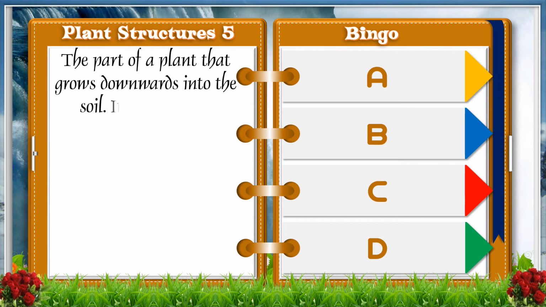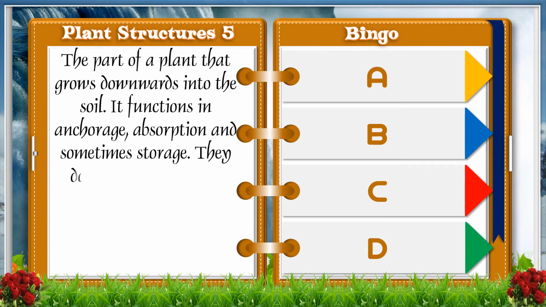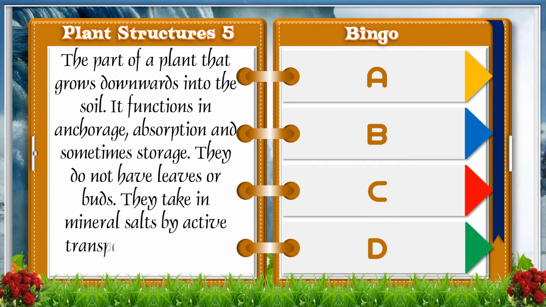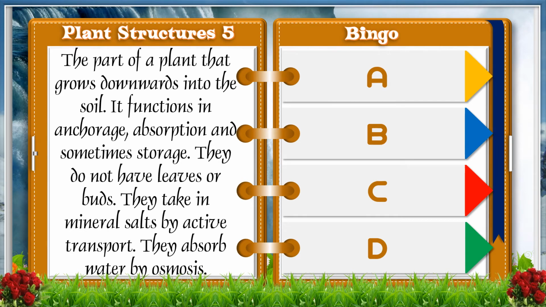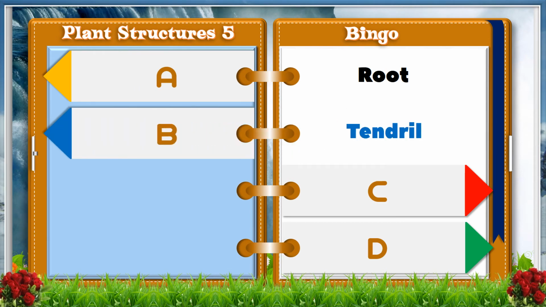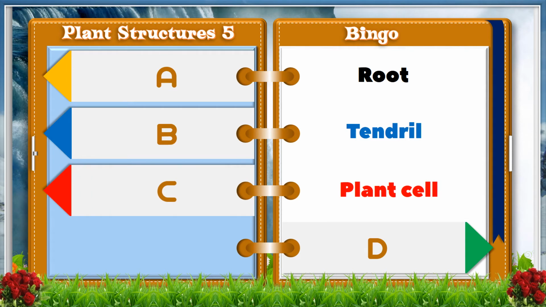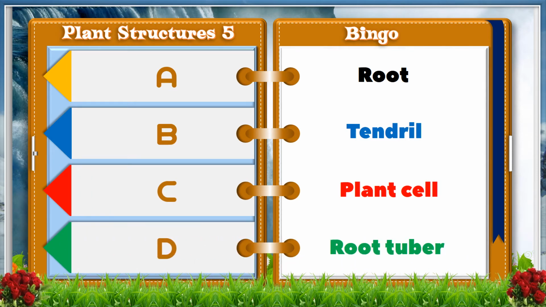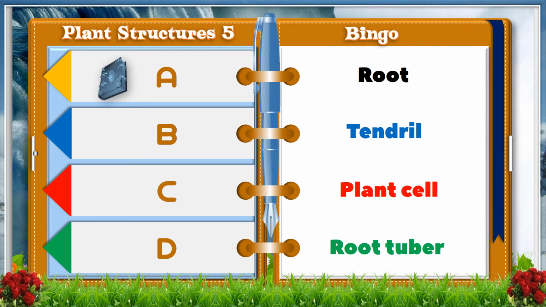The part of a plant that grows downwards into the soil. Its function is anchorage, absorption, and sometimes storage. They do not have leaves or buds. They take in mineral salts by active transport. They absorb water by osmosis. A. Root. B. Tendril. C. Plant cell. D. Root tuber. And the answer is A. Root.